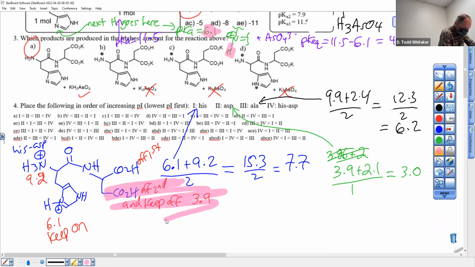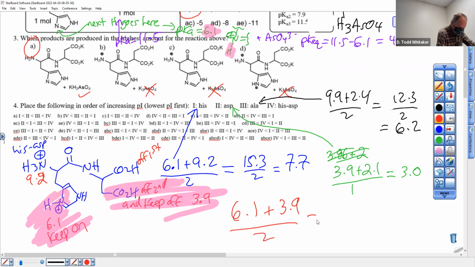I got to keep that one off, or take it off and keep it off is what I'm saying. This one, keep it on. So do not go above 6.1. Do not use any other number except for 3.9. And this is 10, right? Over 2, which is 5.